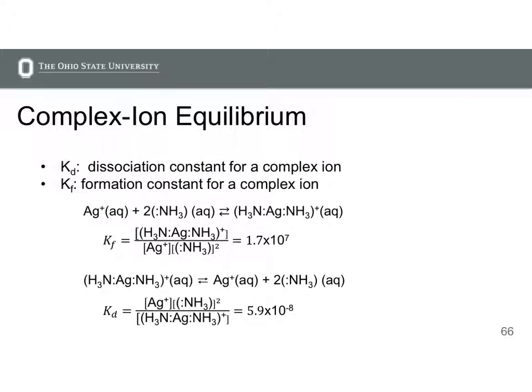We're actually going to have 2 K values that we're going to end up using. We're going to have K sub F for the formation of the complex ion, and we're also going to use K sub D, the dissociation constant. That's the reverse reaction. So that would be Ag(NH3)2+ in equilibrium with Ag+ and 2NH3. Everything in this reaction is aqueous, by the way.